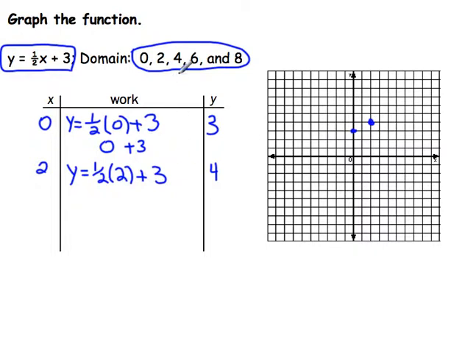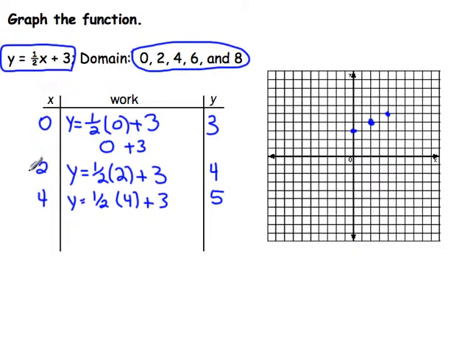Okay, the next domain is 4, so I'm going to plug 4 in. So I'm going to have y equals 1/2 times 4 plus 3. Again, 1/2 times 4 is 2, or half of 4 is 2, plus 3 is 5. So I should have a point at 4, 5. 2, 3, 4, 5.